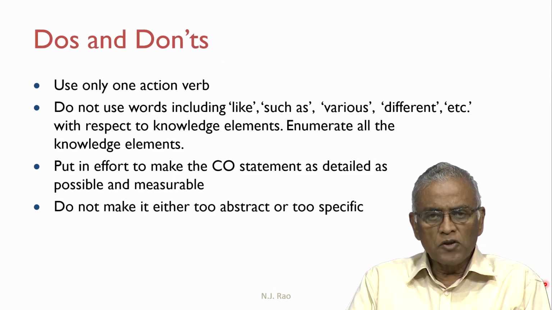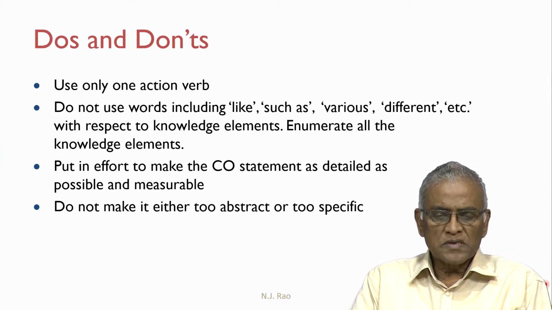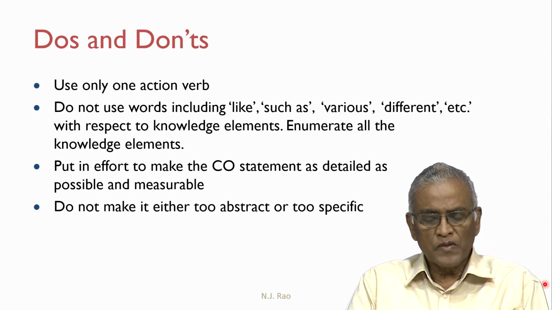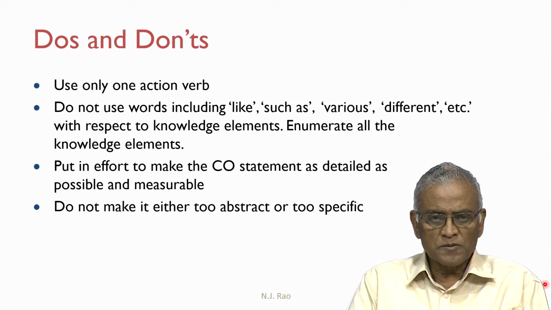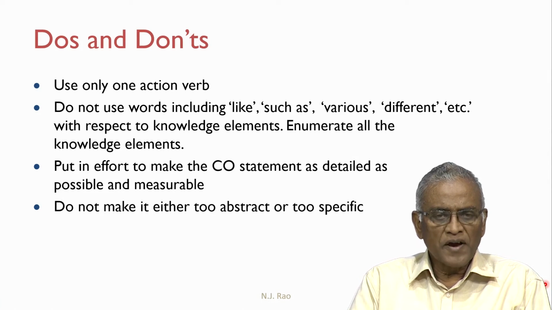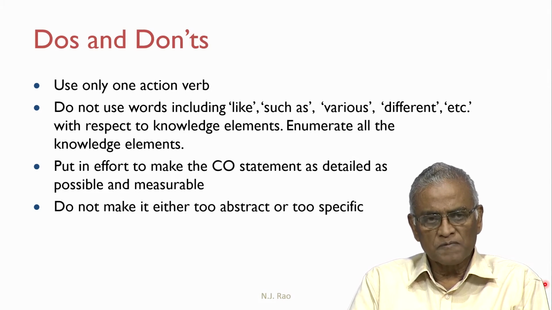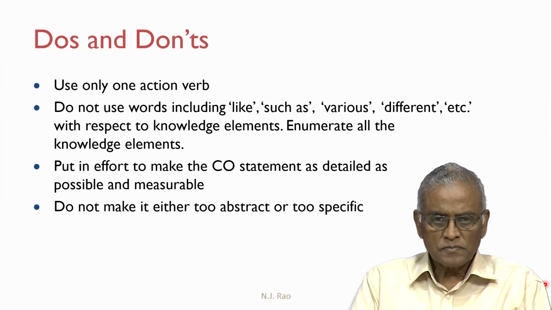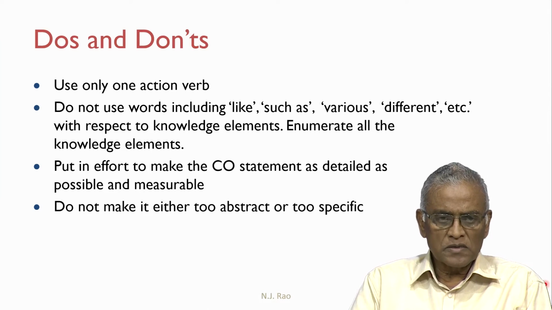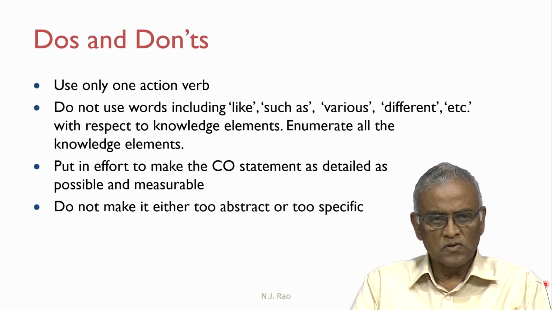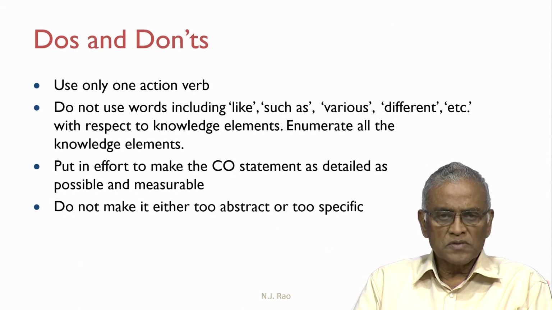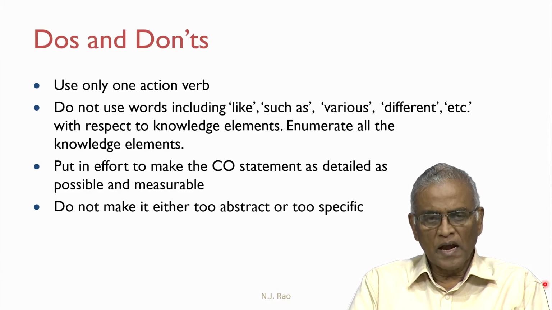So, enumerating all the knowledge elements will clarify, and sometimes teachers feel how can we enumerate all the things. Actually, our experience shows that there may never be more than 5-6 knowledge elements that need to be enumerated. So, include all the relevant or addressed knowledge elements as a part of the CO statement, and this is where it may require several iterations or discussions with colleagues. Put in effort to make the CO statement as detailed as possible and measurable.